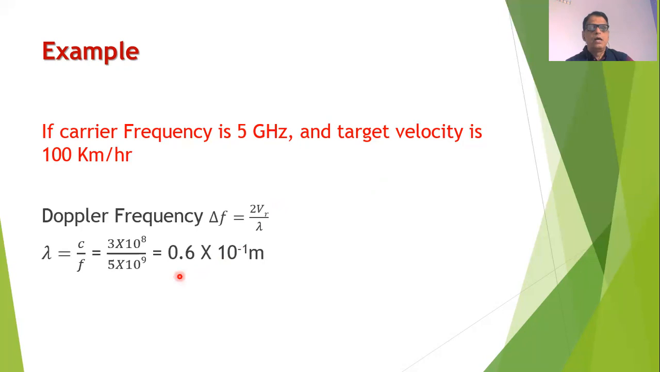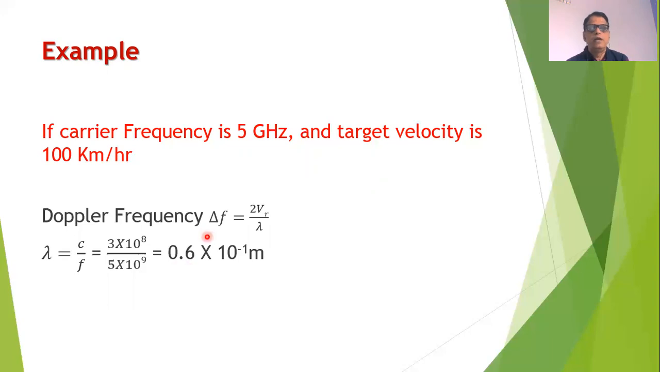Now we need to compute lambda. We know that f lambda is equal to c, or lambda is equal to c upon f, where c is the velocity of light, 3 into 10 to the power 8 meter per second. Frequency used is 5 gigahertz, therefore 5 into 10 to the power 9 hertz. If you compute this ratio, then it will be around 0.6 into 10 to the power minus 1 meter.